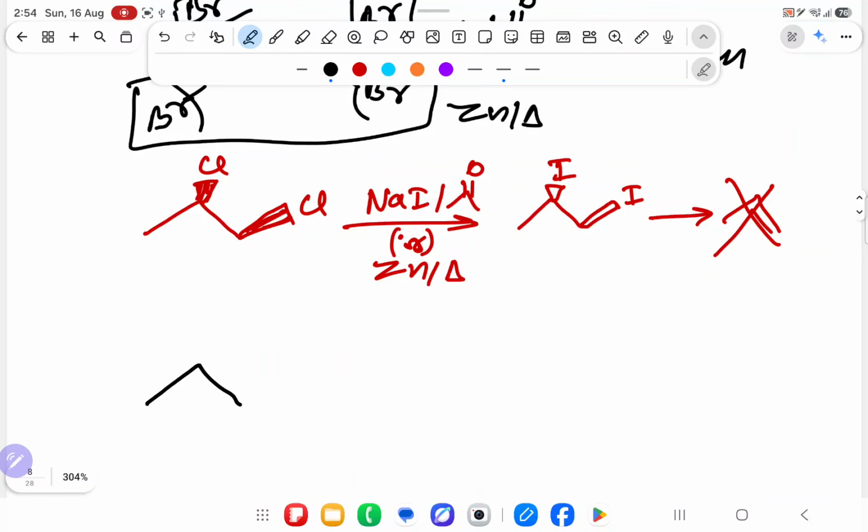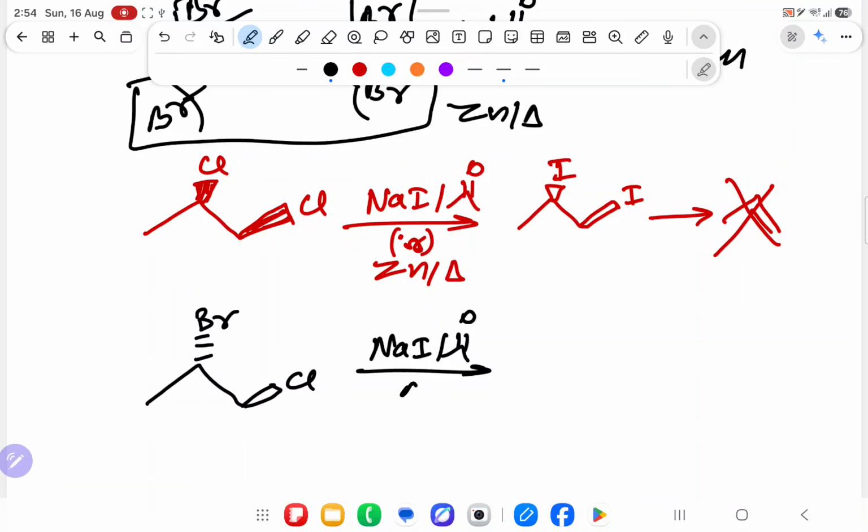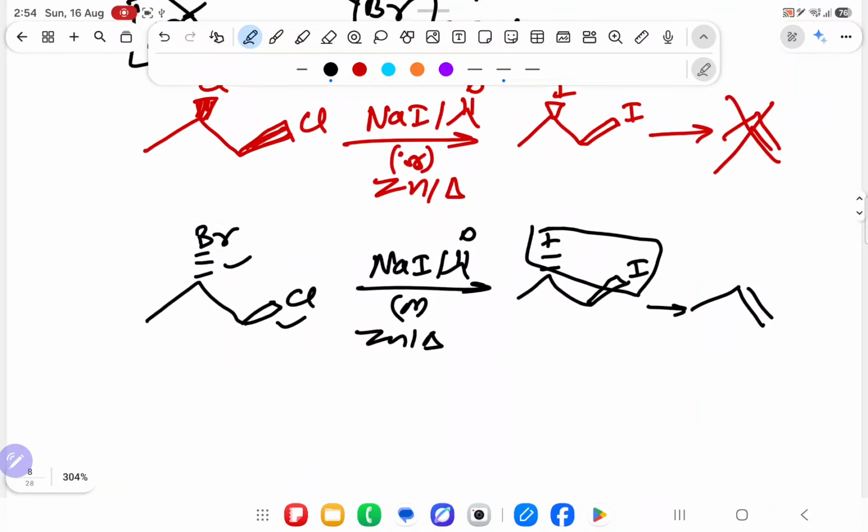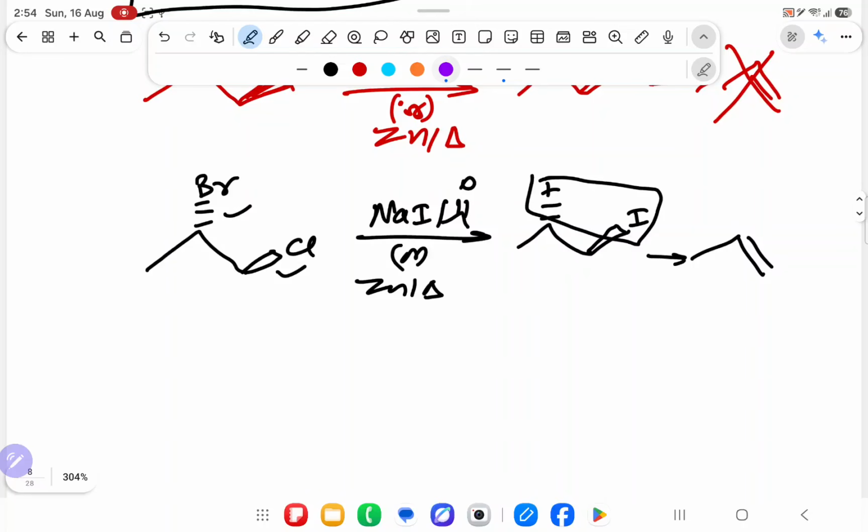Suppose I take this example: here Cl and here suppose Br, in presence of NaI and acetone or Zn plus heat. First I will come here, and also here. Now these two I will go outside and it is forming a double bond, because one is wedge and one is dash. Understood the point? Suppose I take one more example. If wedge and dash are not given, then no need to check. You simply do it; the previous example I did like that only.